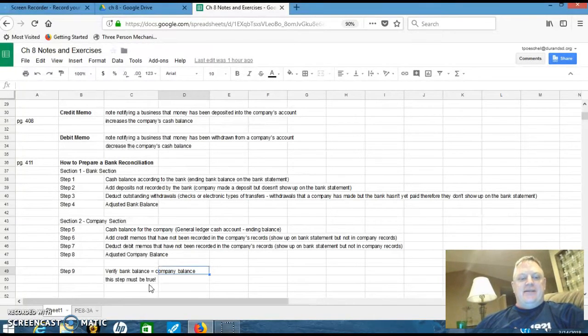Step 7, you need to deduct any debit memos that have not been recorded in the company's records. Again, those will show up on the bank statement, but not in the company records.